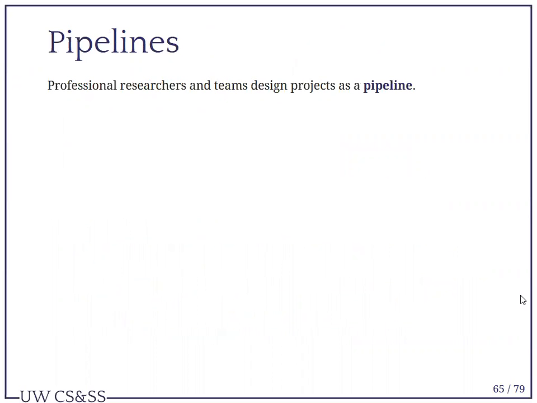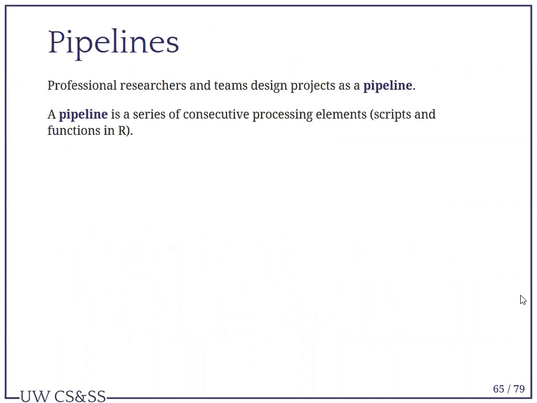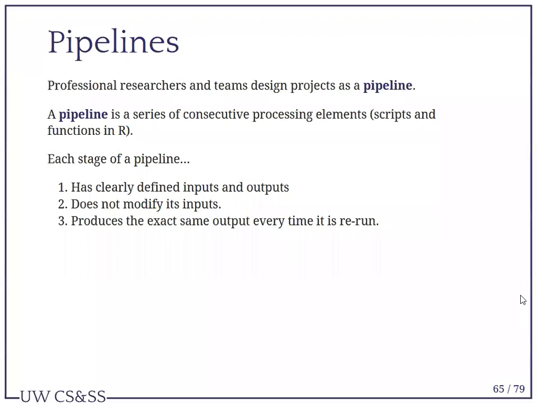So a bit about pipelines. Professional researchers and teams design projects as a pipeline. A pipeline is a series of consecutive processing elements. Scripts and functions in R might be where we're thinking that. Each stage of a pipeline, first, has clearly defined inputs and outputs. Second, does not modify its inputs. Third, produces the exact same output every time it is rerun.